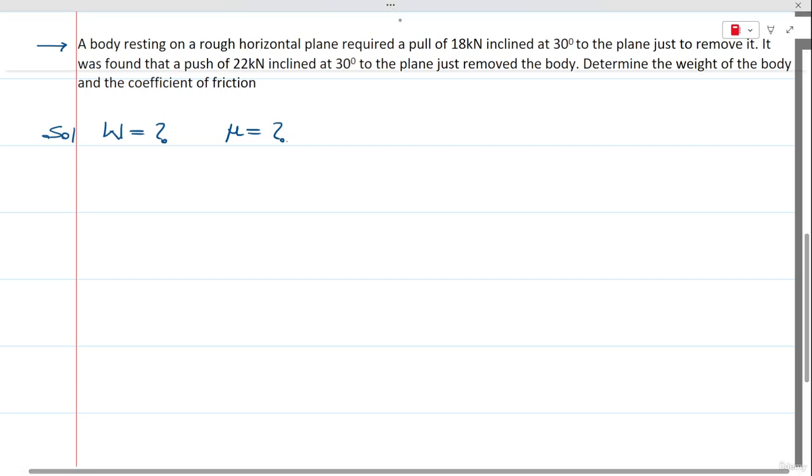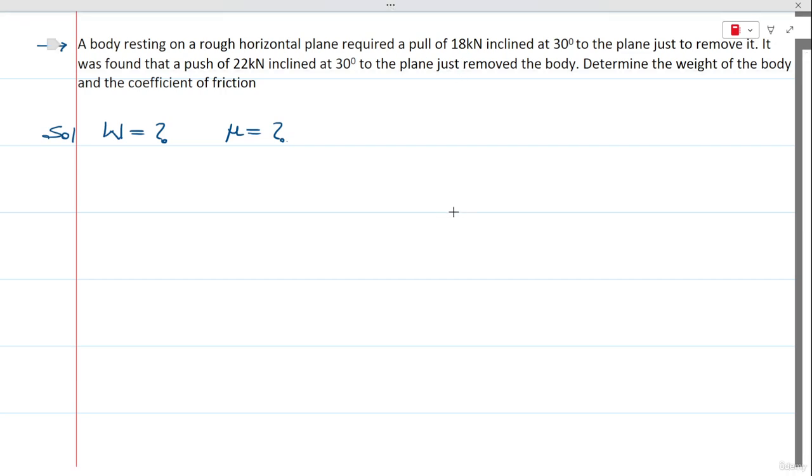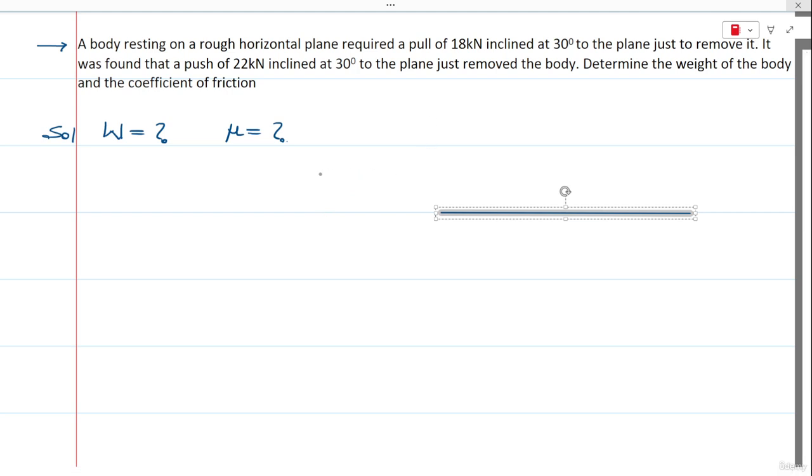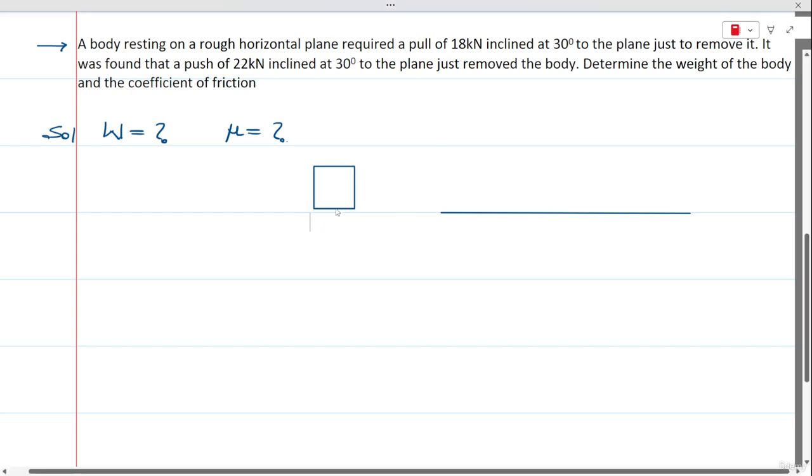So this body is subjected to two kinds of forces. One is the pull and one is the push. Based on these scenarios, we are required to calculate what is the weight of the body and what is the coefficient of friction between the horizontal surface and the body. So let me just draw the diagram here.